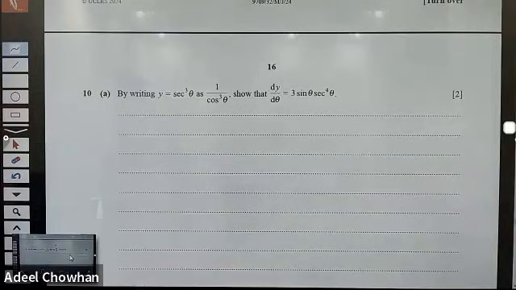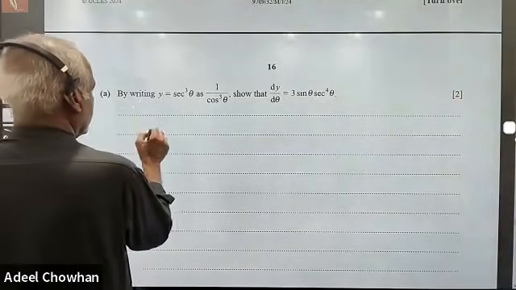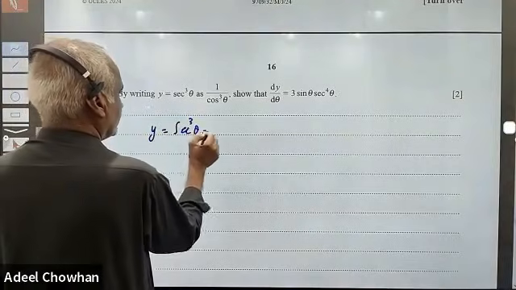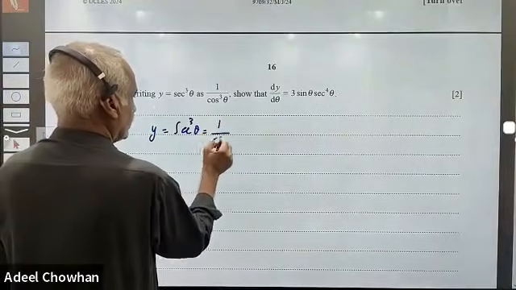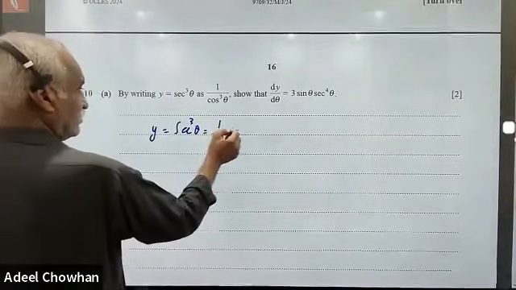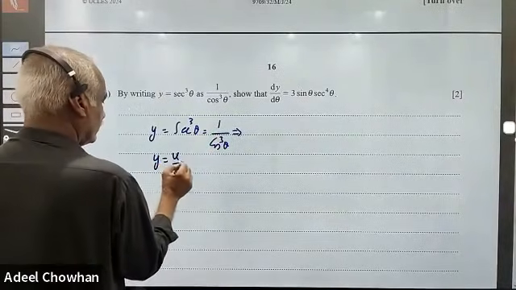Last question number 10. Y is equal to secant cube theta as 1 over cos cube theta. Show that dy by d theta is equal to 3 sine theta secant 4 theta. Since y is equal to secant cube theta, which is written as 1 over cos cube theta, and now you are going to apply the rule of the quotient.